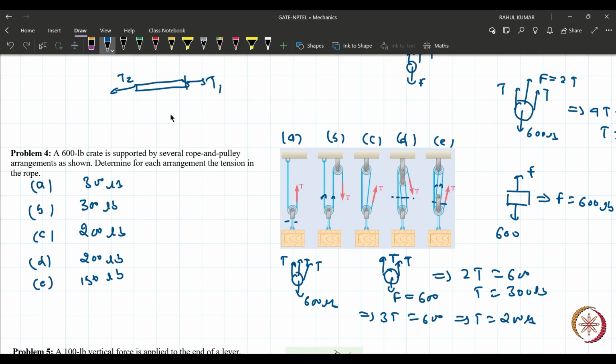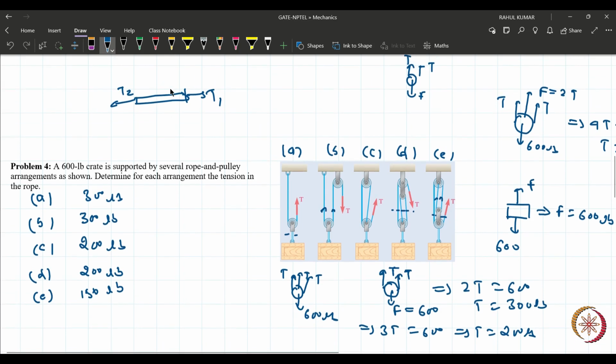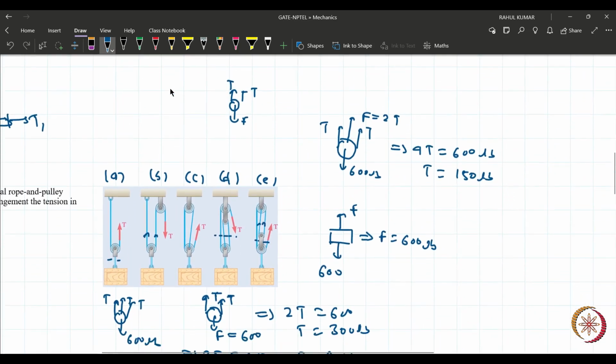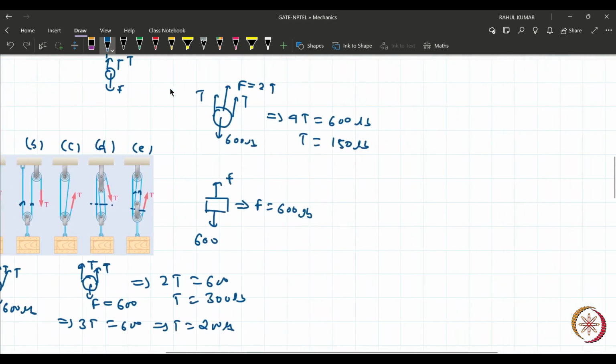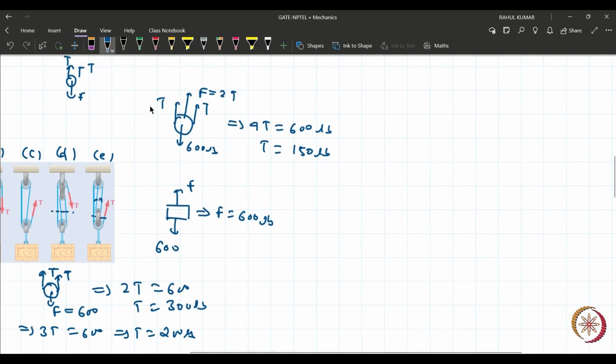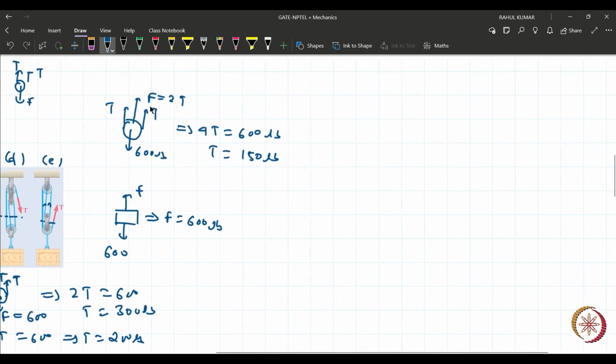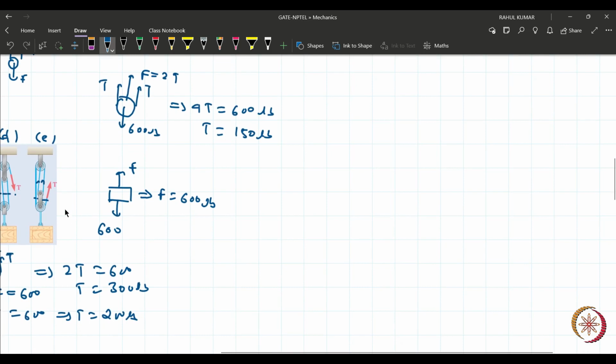The last case, I'm not able to understand it. This last problem, what is the problem here? I am not able to understand how the upper pulley gets the tension, about 150 lb. Wait, I will try to convince you. There are two pulleys. I will create two free body diagrams: first the bigger pulley and then the small pulley. The bigger pulley has weight 600 lb, and it has two tensions, T and T.